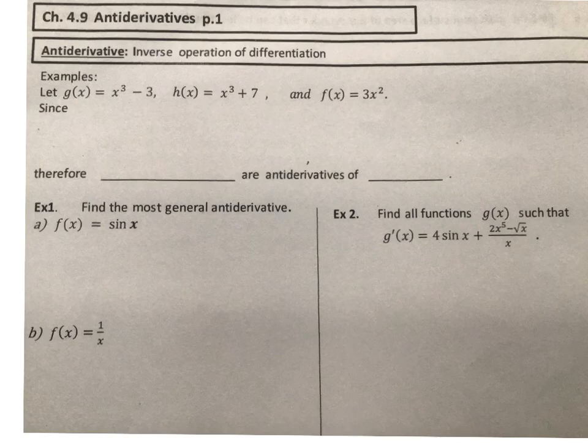Hello everyone. In this lesson we will learn the reverse operation of the derivative. It's called the antiderivative. So let's start with some examples. We want to differentiate g, so we say g prime of x equals 3x squared minus 0. So that's just 3x squared. H prime of x is going to be 3x squared plus 0. So that's just 3x squared.